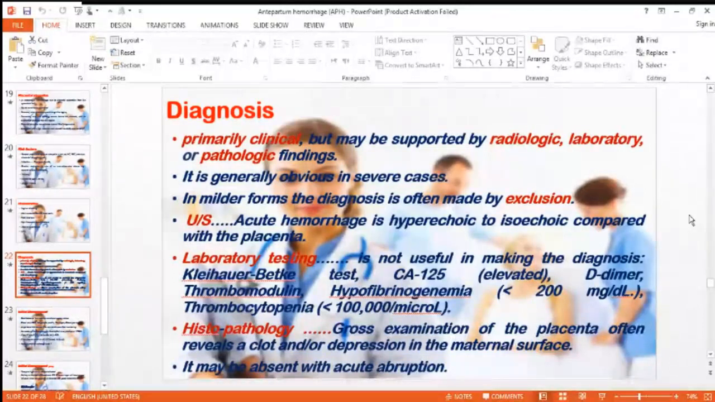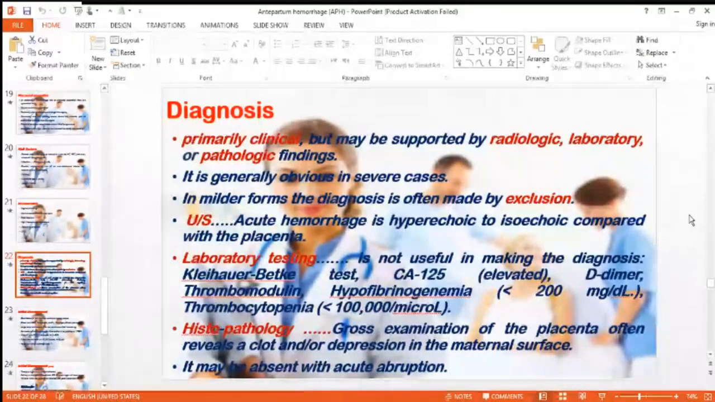We suspect it is a placental abruption if there is vaginal bleeding associated with tenderness and severe pain, uterine hypertonicity and deterioration of the fetal heart. When we put all of these together, we know that she definitely has placental abruption. Okay. However, we can also rely on laboratory and pathological findings.